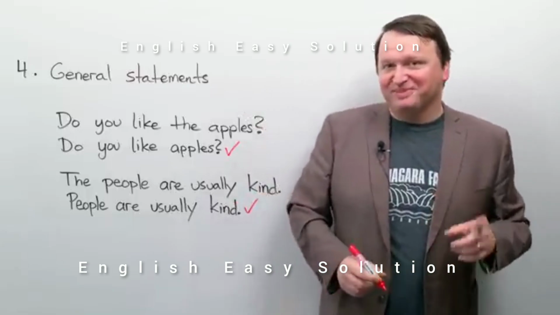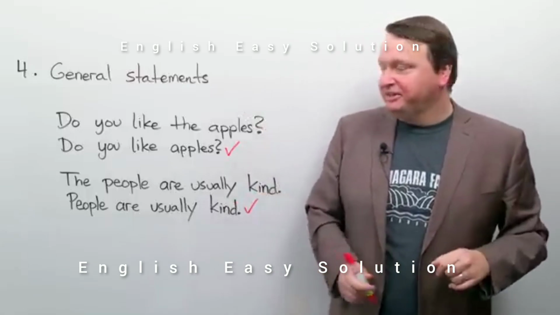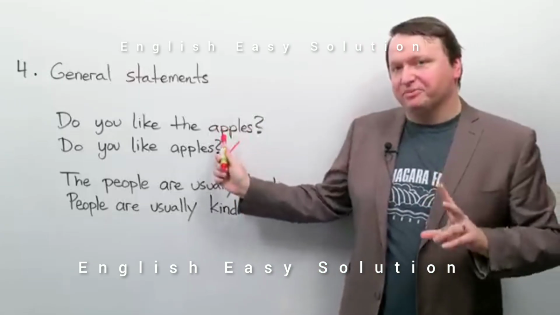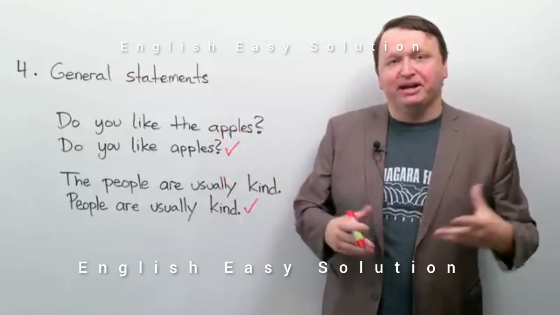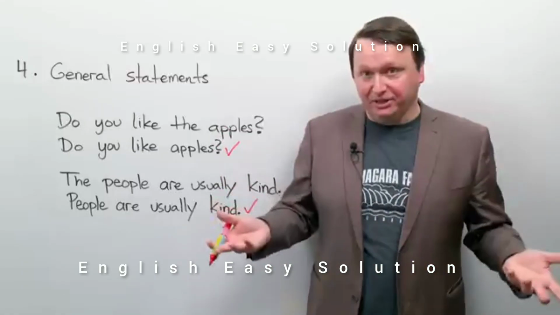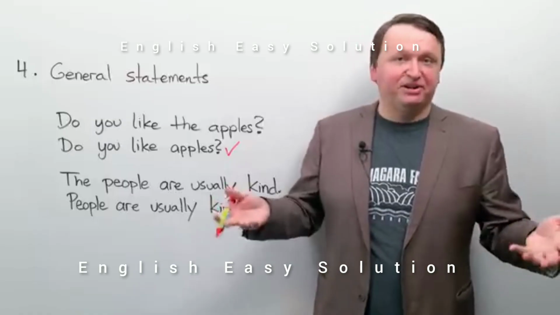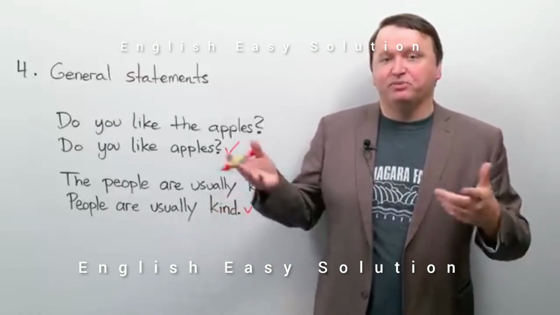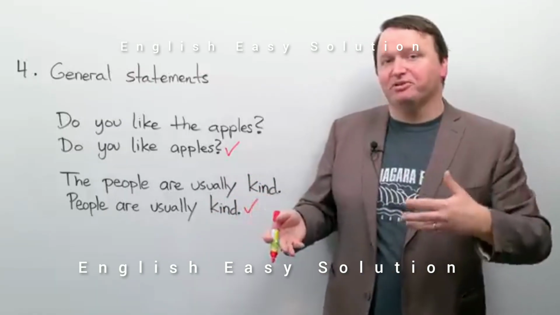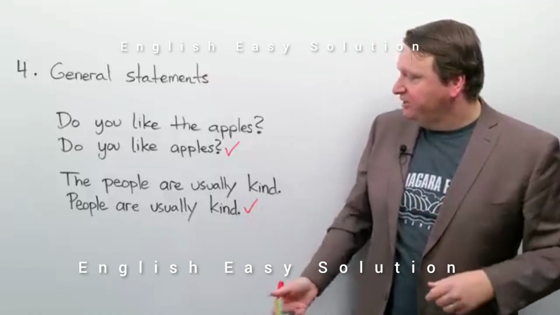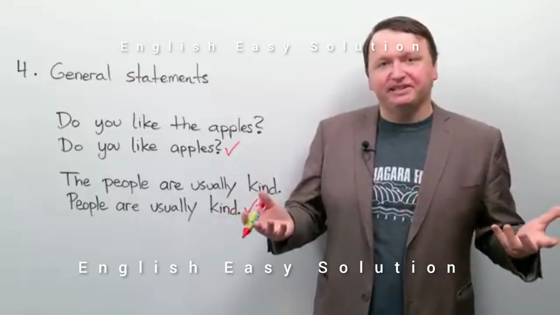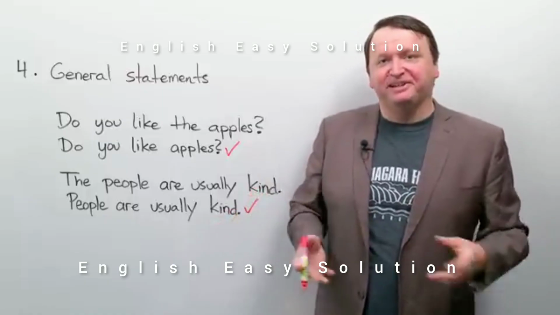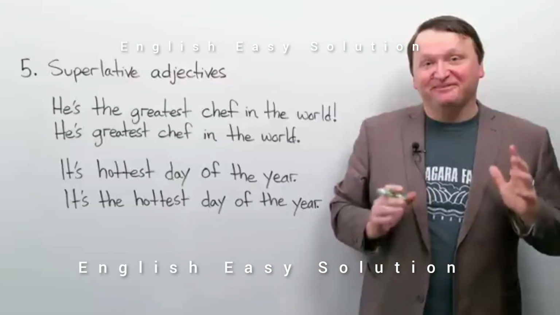So remember, if you make a general statement, usually if it's countable, you use the plural form, right? So bananas are yellow, for example. Bananas are yellow. Water is wet, uncountable, water in this case. Or people are usually kind. Society is very complex. Got it?